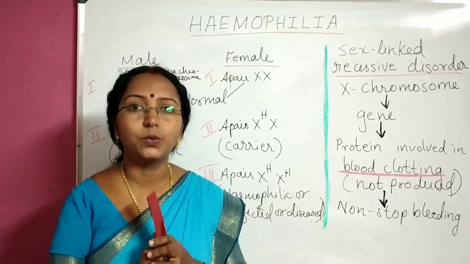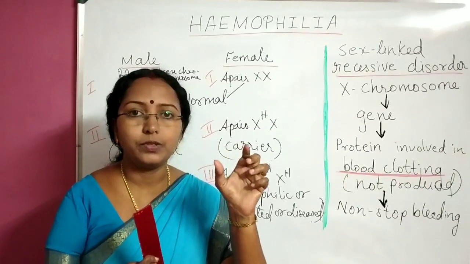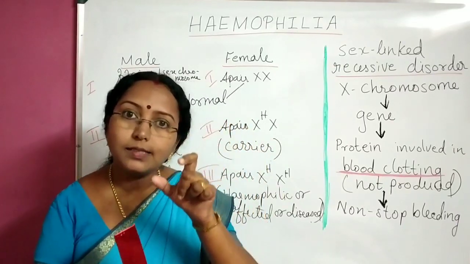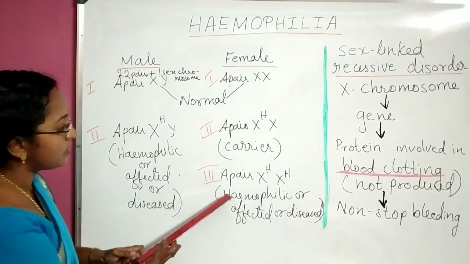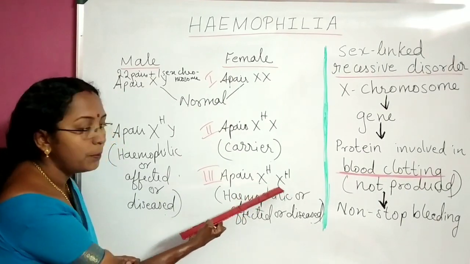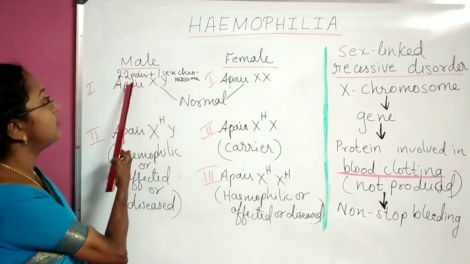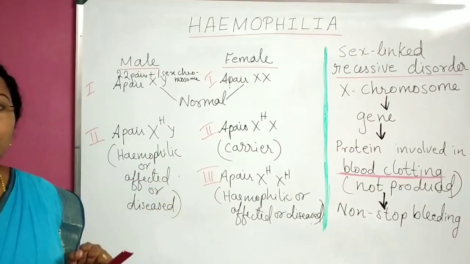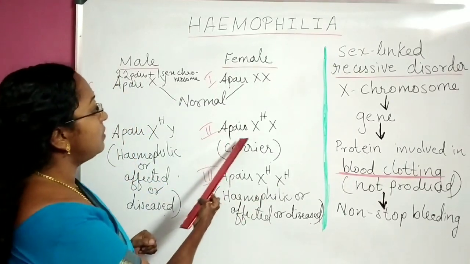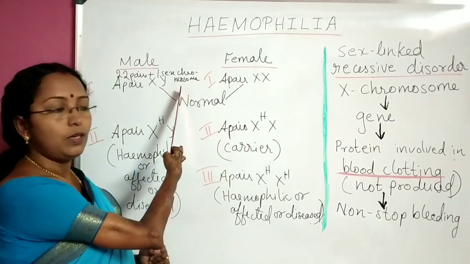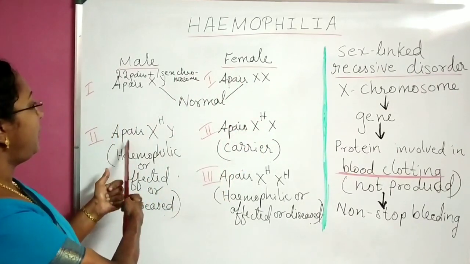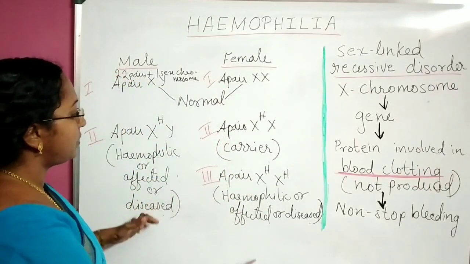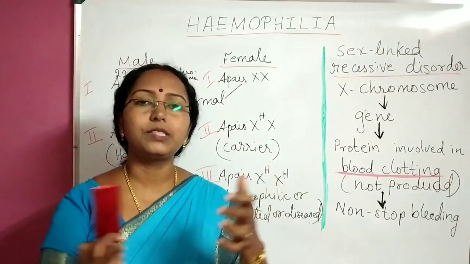So, in that case, what to do? You should read the question carefully. If it is written, the female is affected and the male is normal, you will take this case. Female is affected means both XH, XH. Male is normal, simply XY. Then you prepare the cross. Second case, if it is written, female is carrier, male is normal. Or female is carrier, male is affected. Likewise, among these combinations that I have given you, any kind of question can be asked.